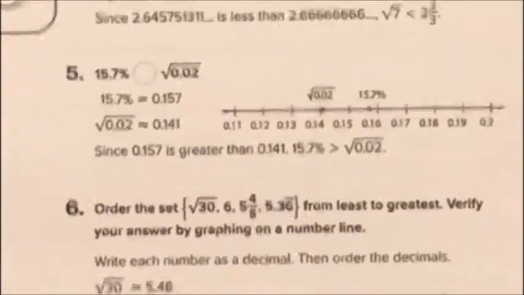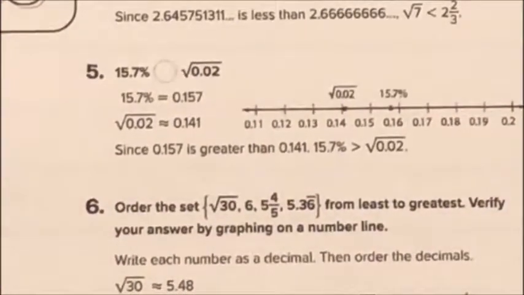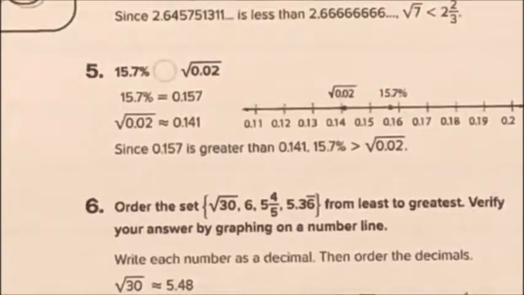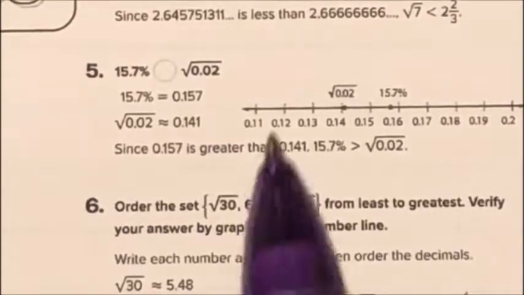All right, looking at number 5, I have 15.7%, which I can change to a decimal as 0.157, and the square root of 0.02, which I get approximately 0.141, okay? 15.7% is bigger.